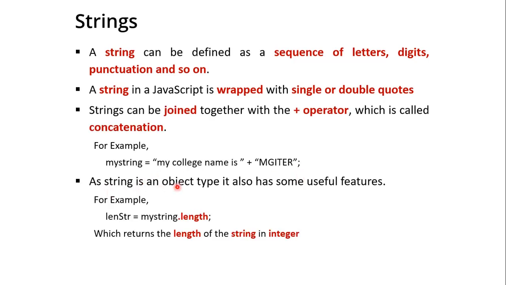Next, as a string is an object type, it also has some useful features. We can find out the length of the string. So lenStr, this is the variable, lenStr is equal to myString.length. It will provide the length of your string, which returns the length of the string as an integer. Suppose your string is mjeter, so 1 2 3 4 5 6, it will provide 6 in the output.